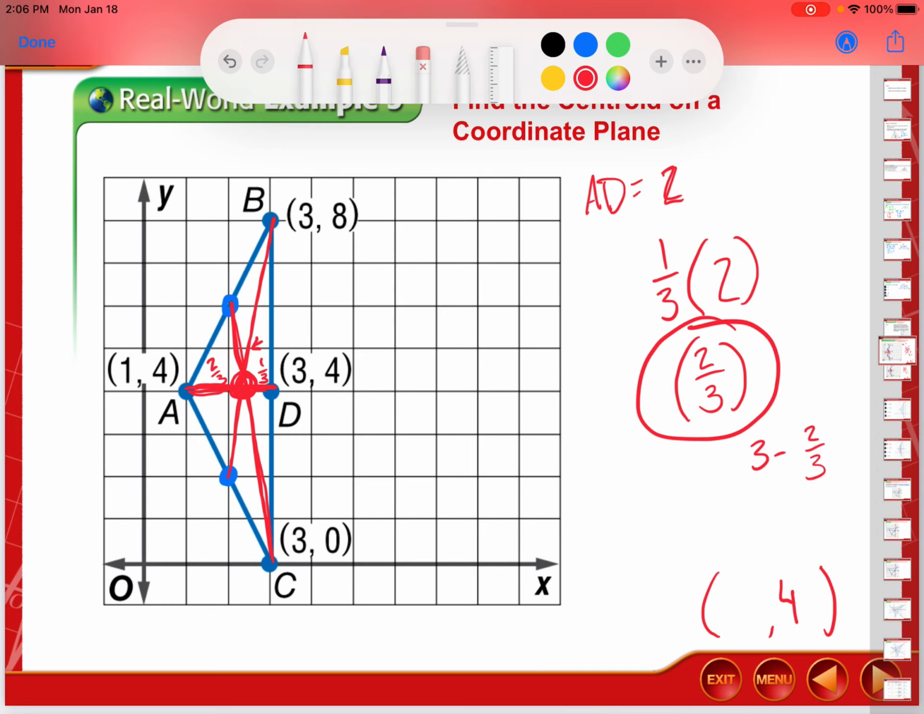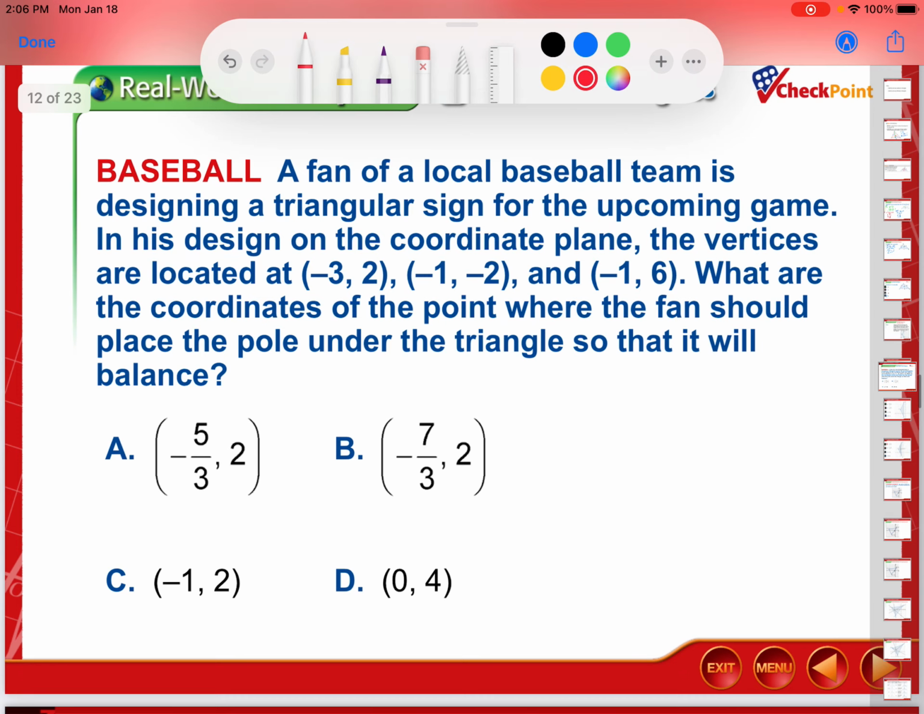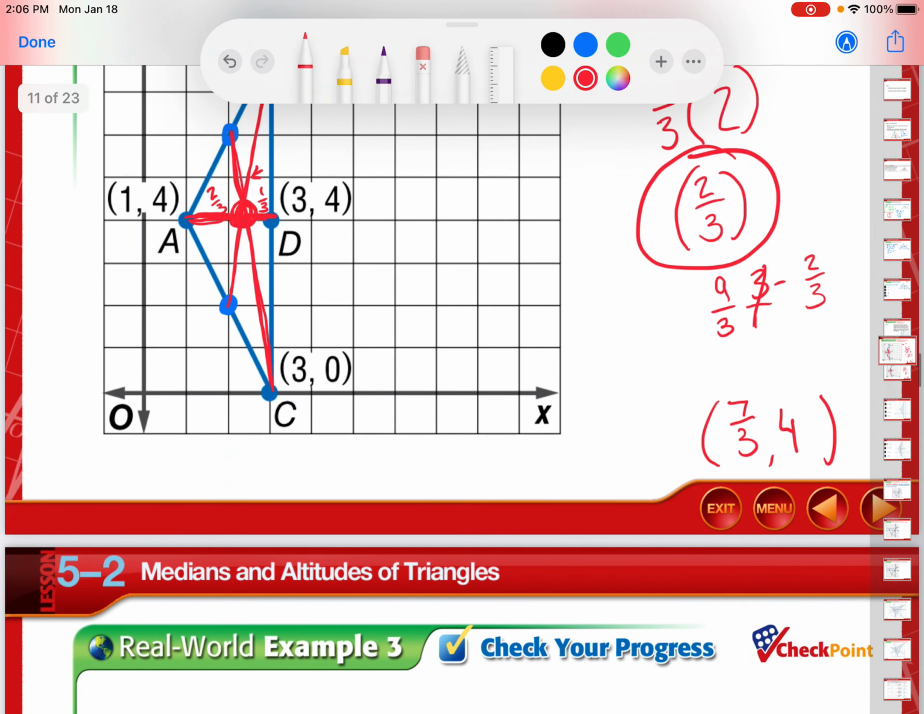So I need to do 3 minus 2/3. So I'm going to write that as 3 over 1, which is the same as 9 over 3. So I'm going to subtract straight across, and I'm left with 7 over 3. So 7/3. So my centroid should be 7/3 over 4. Oh, this is a different problem. Yeah, so my centroid would end up being 7/3 over 4.